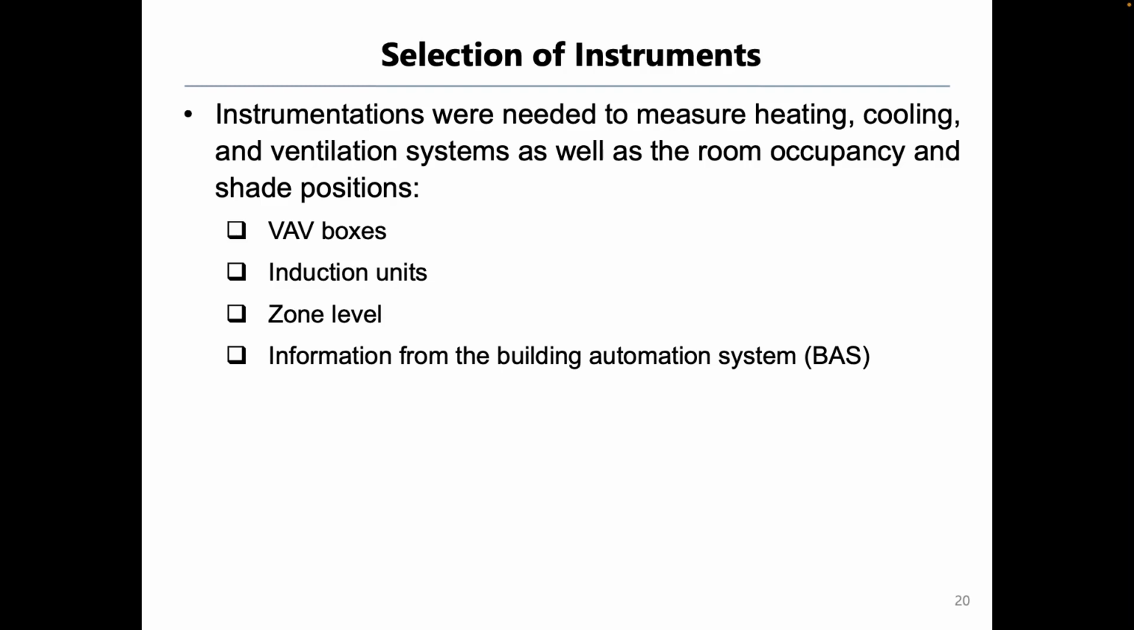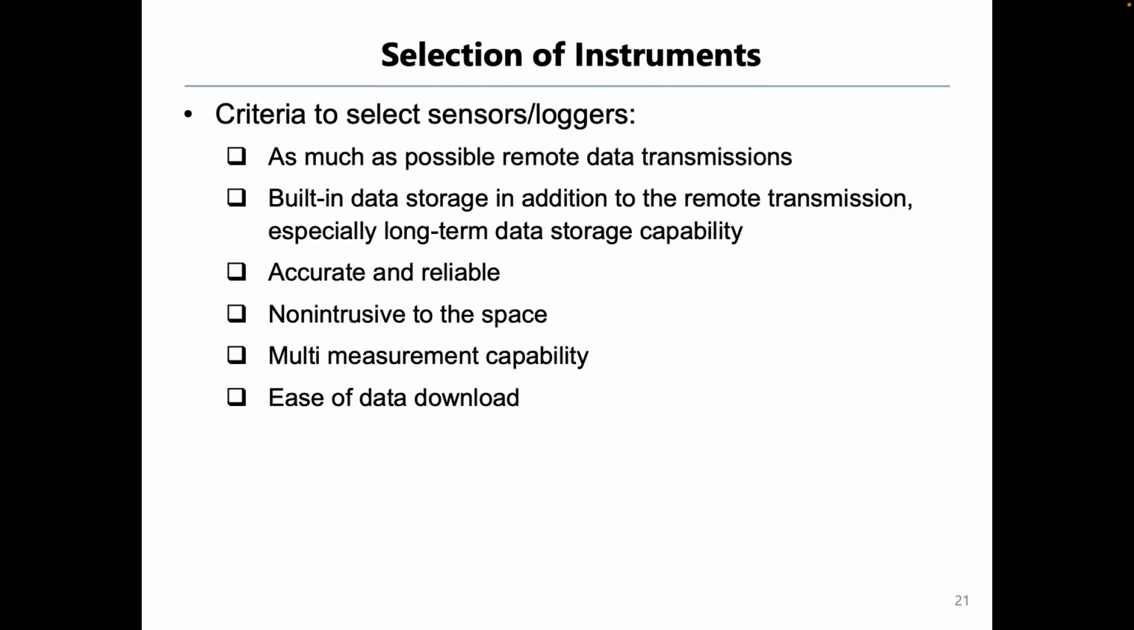So for our instrumentation, we had to monitor the VAV boxes, induction units, looking at the zone level information. And also we were fortunate that this building had a very good building automation system. So we could capture a lot of information from the system, sometimes to validate our measurements, sometimes something we couldn't do with the instrumentation. So for us, given the large amount of instrumentation we had, we preferred if the data were transmitted through Wi-Fi and remote.